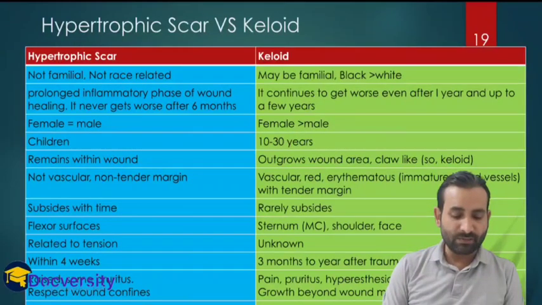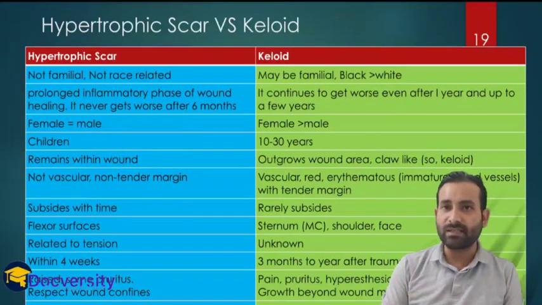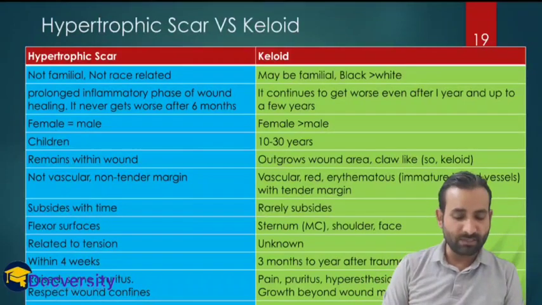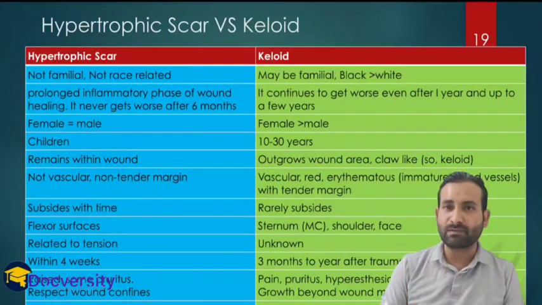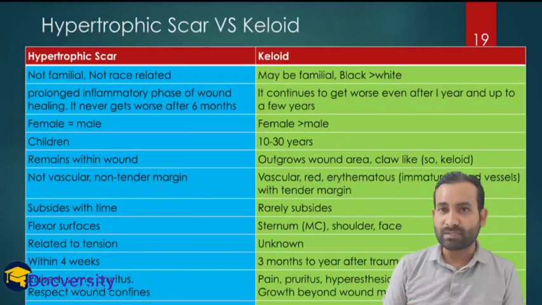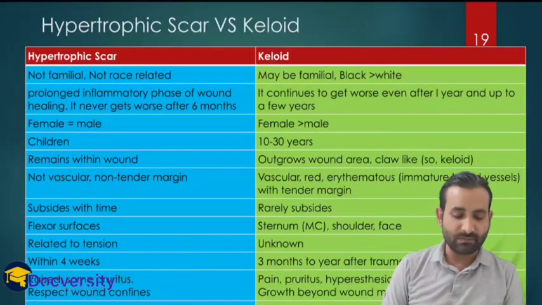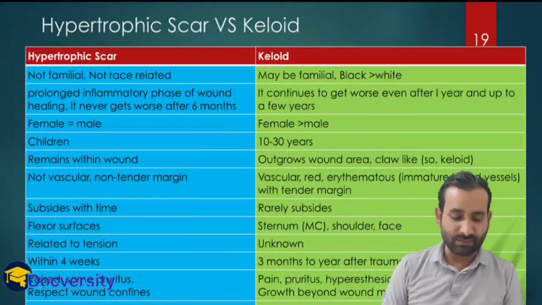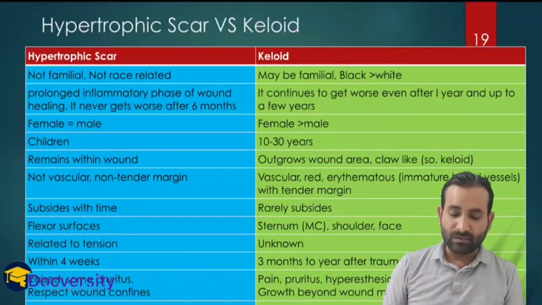And then hypertrophic scar does not exceed the wound margin, but the keloid scar exceeds the wound margin, that we discussed. And hypertrophic scar was not vascular and not tender at the margin, but the keloid was hypervascular. That's why it looks pink, like the immature scar, right? And then it has a tender margin, right? So hypertrophic scar subsides with time, but the keloid does not subside with time. And hypertrophic scar is commonly present on the flexor surfaces, and keloid is present over the sternum. The most common sites are the sternum, shoulder, face, back of the body, right?